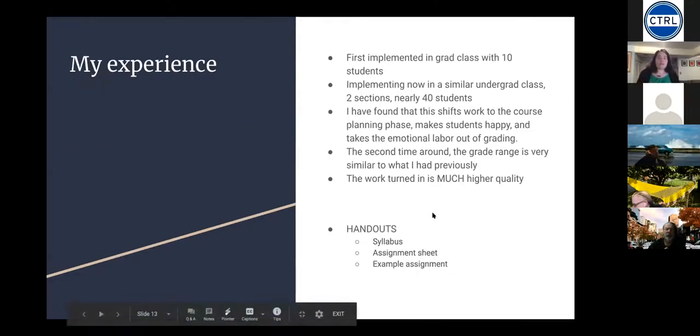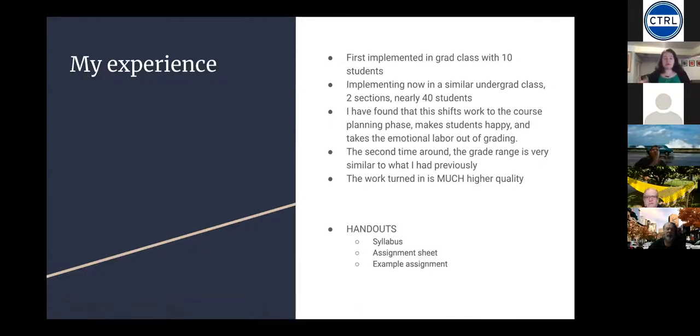So when I first implemented this, it was in a graduate class, a graduate research methods class. It had 10 students. So I did that, not this semester, but the previous semester. Right now I'm almost done with two sections. So 40 students total in a research methods class, but for undergrads.